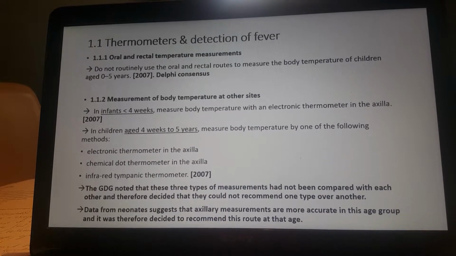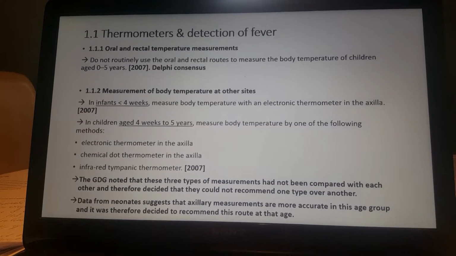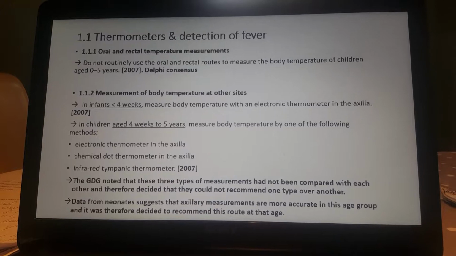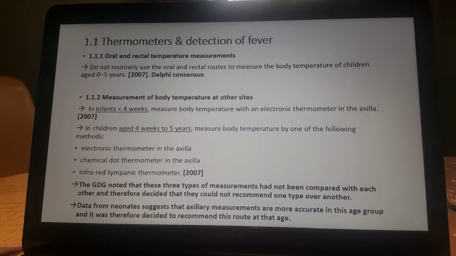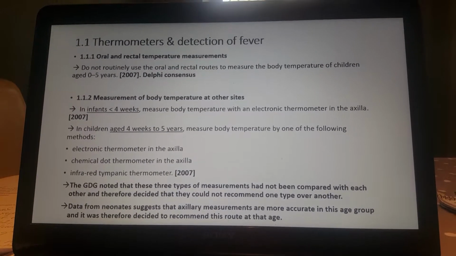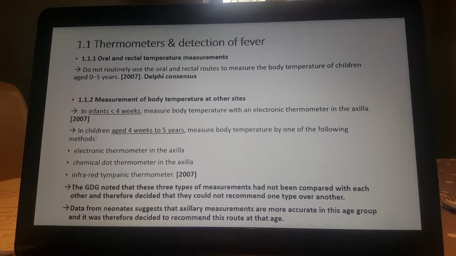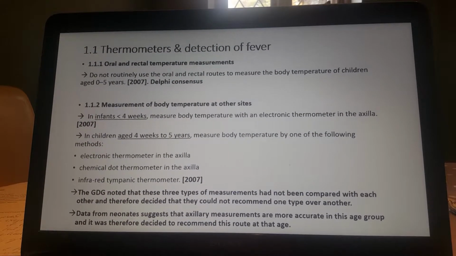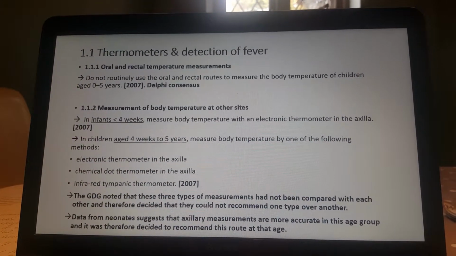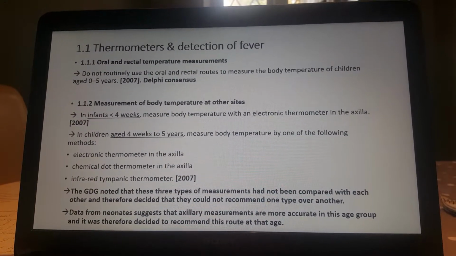So looking specifically at the use of thermometers, which is a question that paediatric doctors and nurses get asked quite a lot about, the NICE guidance is that we should not routinely use the oral and rectal routes to measure the body temperature of children aged 0 to 5, and that was reached through a Delphi consensus. Looking then at the other methods of measurement of body temperature, they recommend in those less than 4 weeks we should use an axillary electronic thermometer. And in those 4 weeks to 5 years, we should use one of the following recommended methods: an electronic thermometer in the axilla, a chemical dot thermometer in the axilla, or an infrared tympanic thermometer.